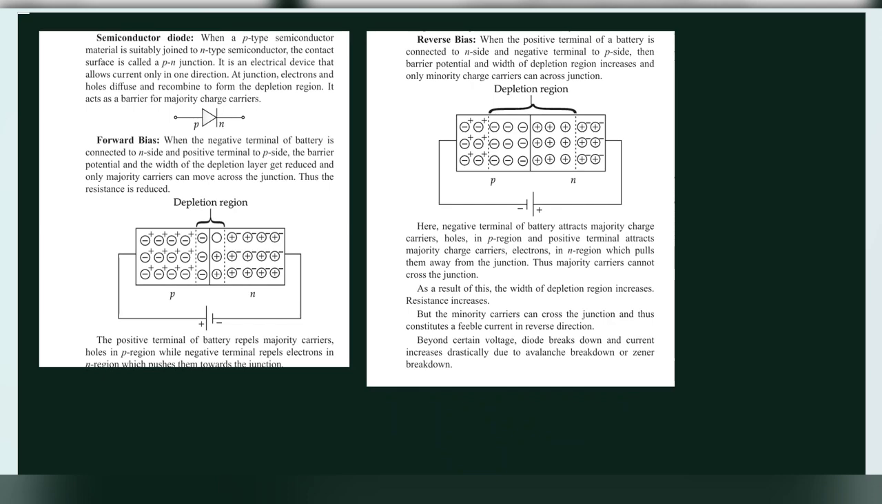Now we will discuss the semiconductor diode. What is a semiconductor diode? When P-type semiconductor and N-type semiconductor are joined together, this forms the P-N junction diode or PN diode. PN junction diode is formed by joining P-type semiconductor and N-type semiconductor.